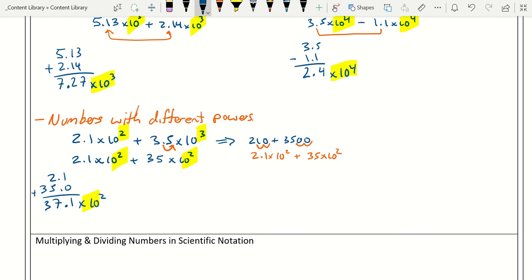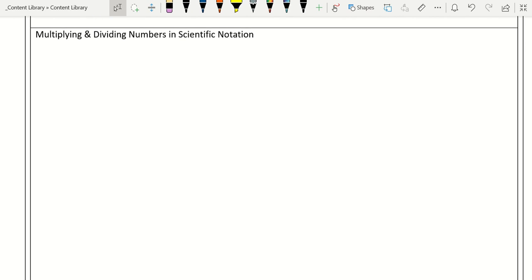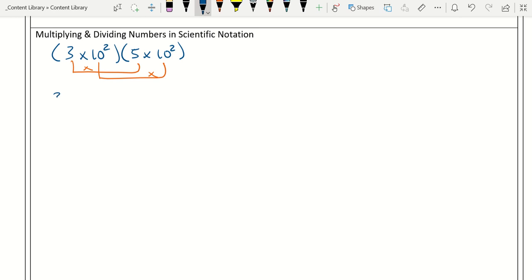And lastly, before I send you off to do some practice, multiplying and dividing numbers with scientific notation. So let's write out a number. 3 times 10 to the 2 times 5 times 10 to the 2. Well, here we can do something similar. What we're going to do is multiply these numbers together, and we'll also multiply these numbers together. So we're going to multiply them together separately. So let's do that. So 3 times 5, and then 10 to the 2 times 10 to the 2.